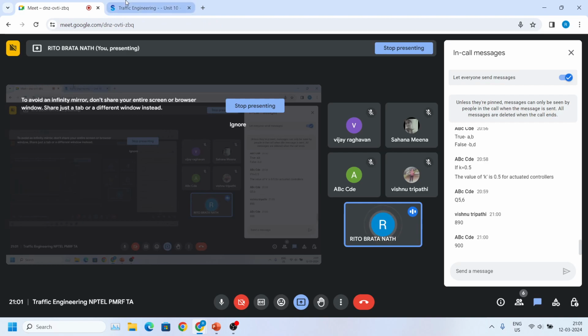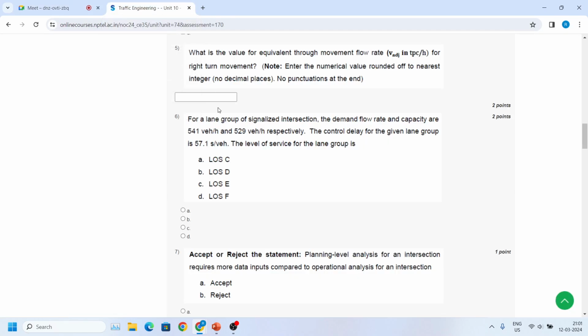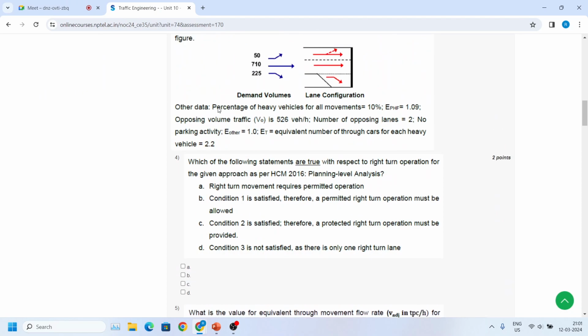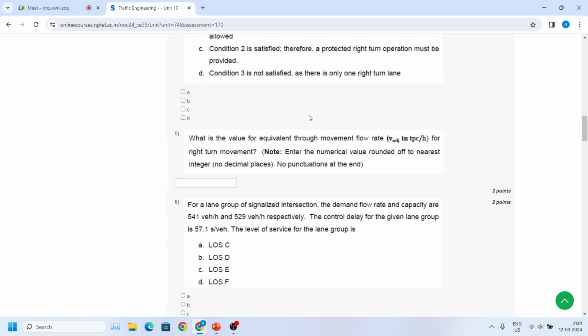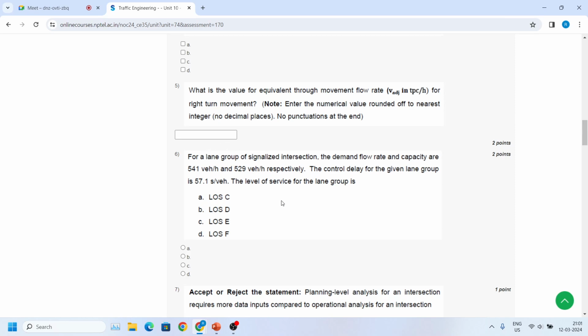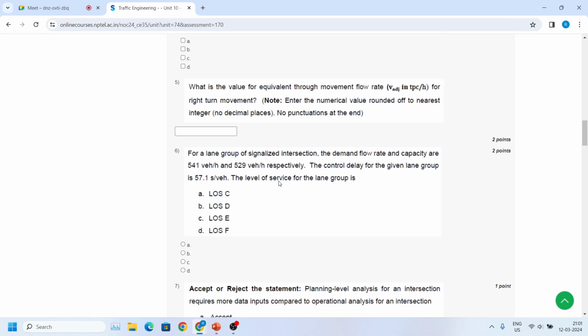Okay, 890, 900. Yeah, you have to work out exactly what the multiplication factors would be. I'm not sure, but you have to check. And this one is, I think, very simple. Without even calculation, I think you can answer this. It should not be a difficult one.